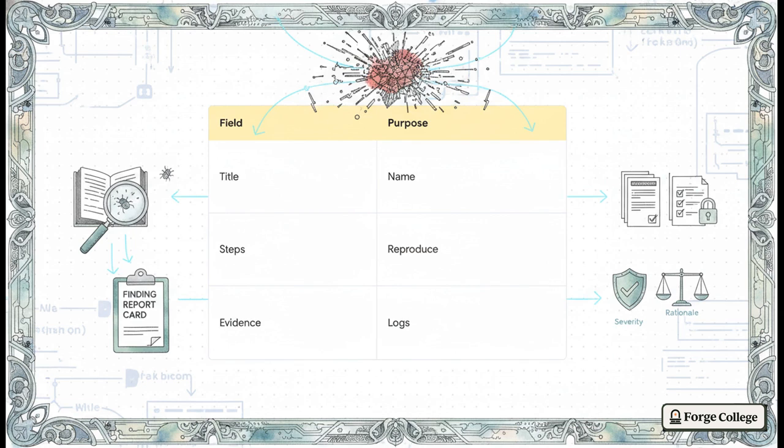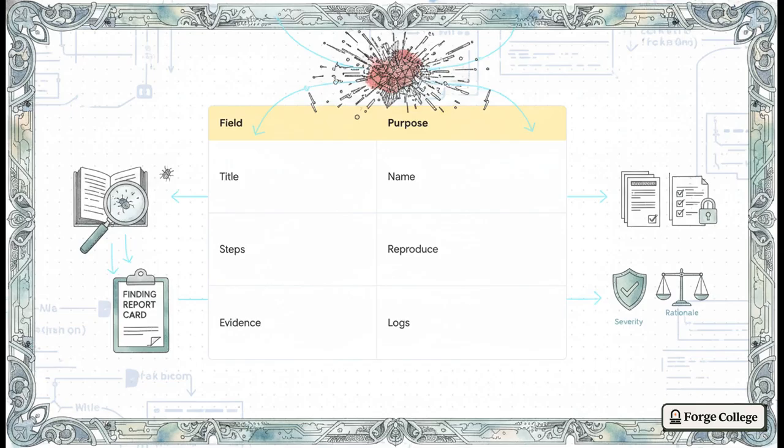We use a standardized finding report card. Every single piece of bagged evidence fits perfectly into specific fields, things like title, affected function, reproduction steps, evidence, preliminary severity, and rationale. It takes all the chaos of a vulnerability hunt and distills it into this neat, undeniable package for the reviewer.